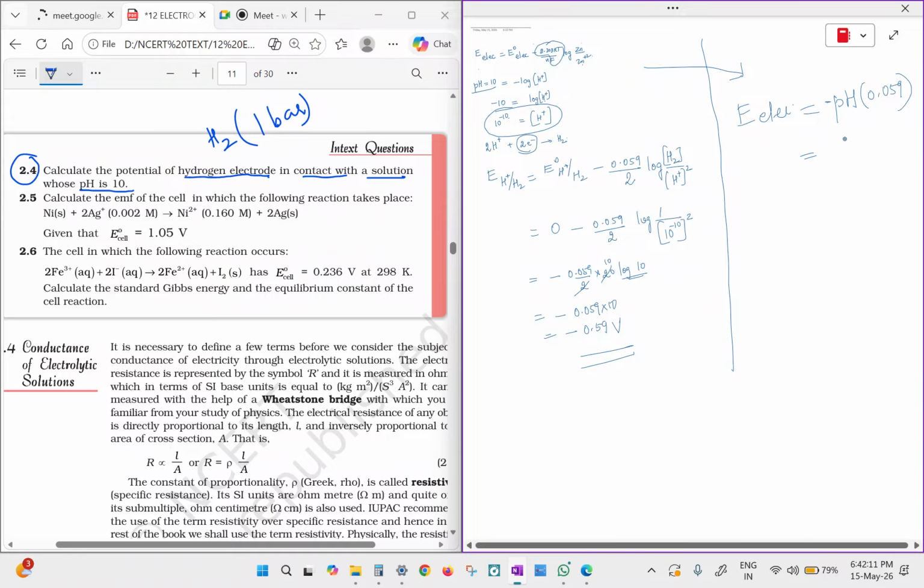Do you get the answer? Minus pH times 0.059. So minus 10 times 0.059, which is minus 0.59. Those who are doing the competitive examination can do that. That's it. Got it? But in CBSE, they will expect you to write all this. Clear, children?